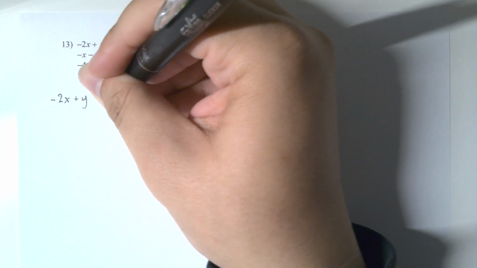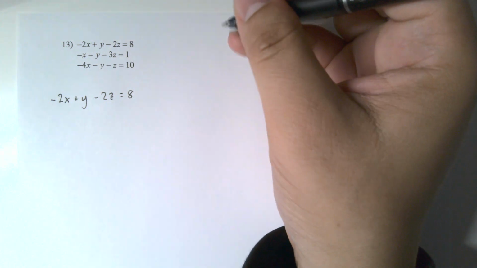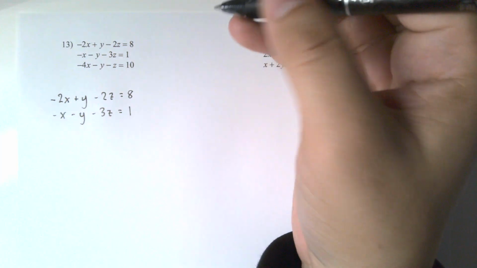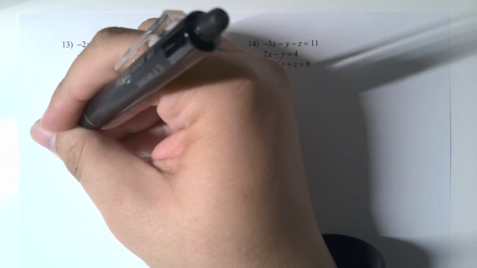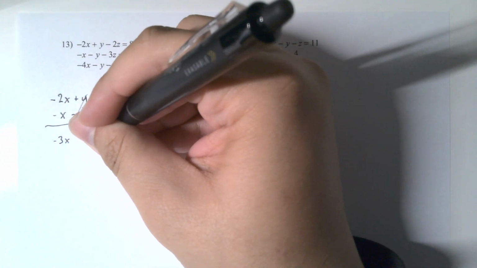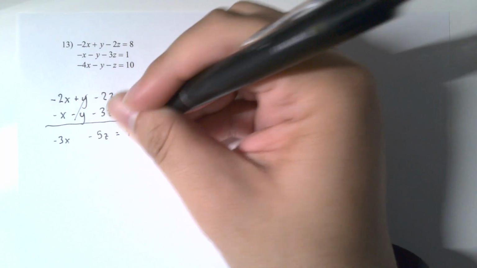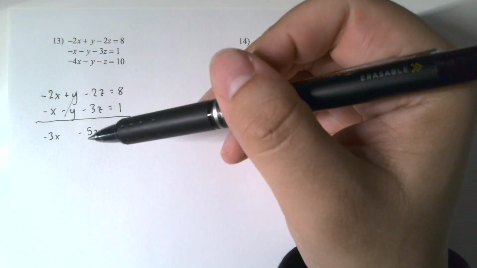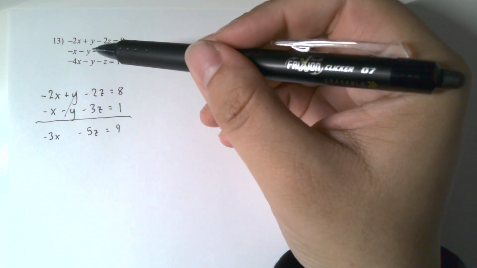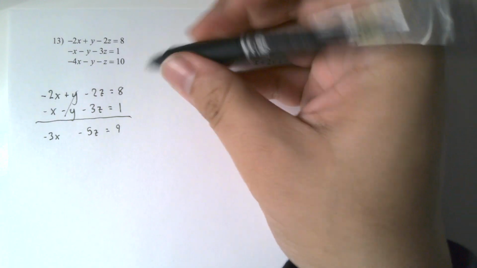We have negative 2x plus y minus 2z is equal to 8. The second equation, negative x minus y minus 3z is equal to 1. If we add these two equations together, we're going to get negative 3x, the y's cancel, minus 5z is equal to 9. Okay, and now let's try to eliminate y again. We already used equations 1 and 2. Let's use equations 1 and 3 this time.